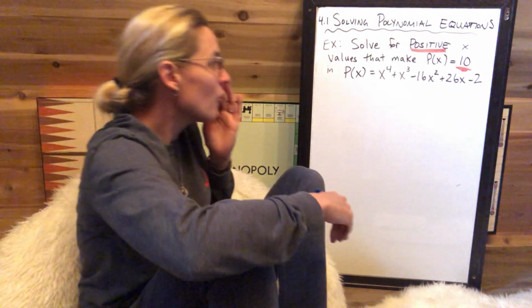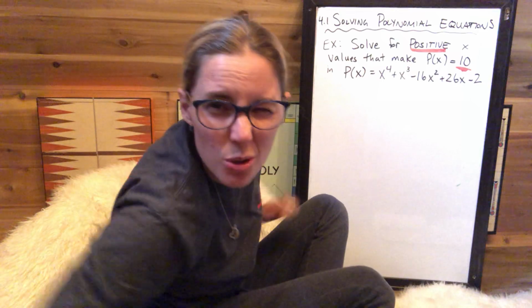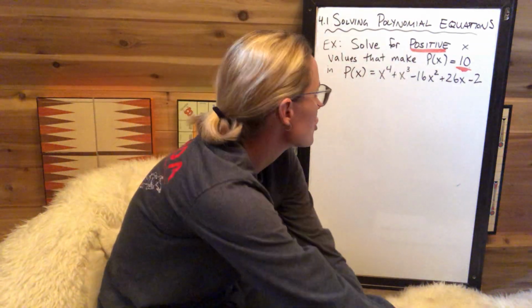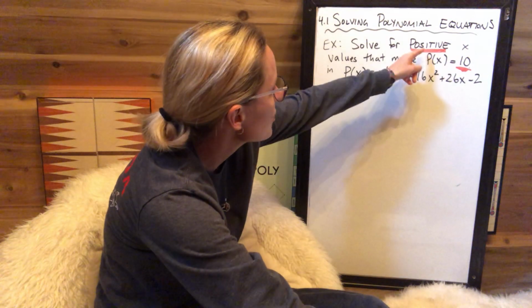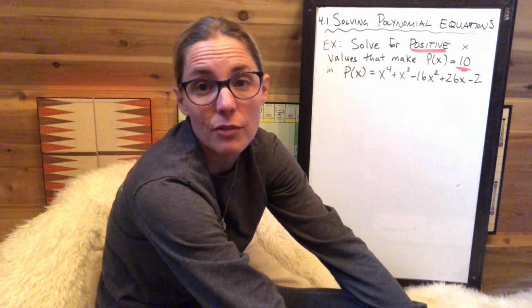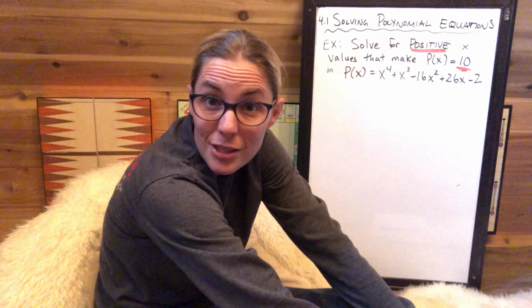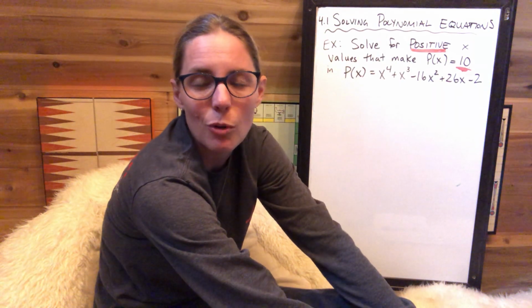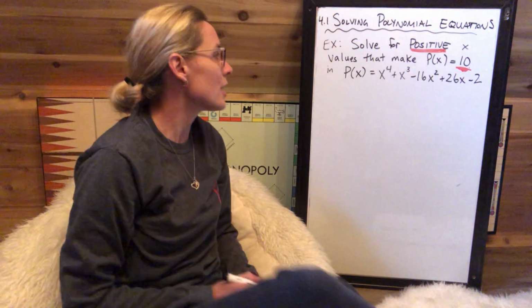Now, when we do solving polynomial equations, there's 2 things you have to look out for. First, you have to look for what sort of restrictive domain does it have. So this one is saying we only want to find positive x values. Could you possibly have zeros that are negative? For sure. Do we care about them in this question? No. We only want to be concerned with the positive values. Okay, so that's the first thing.